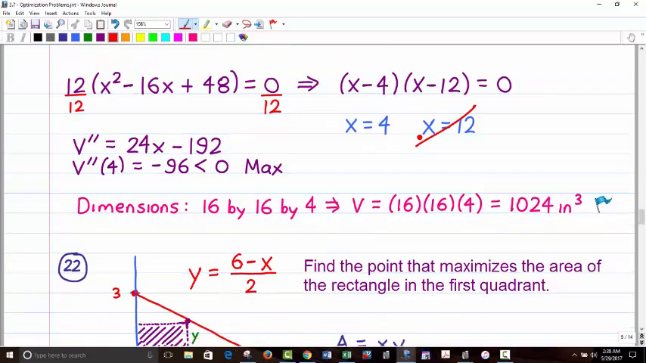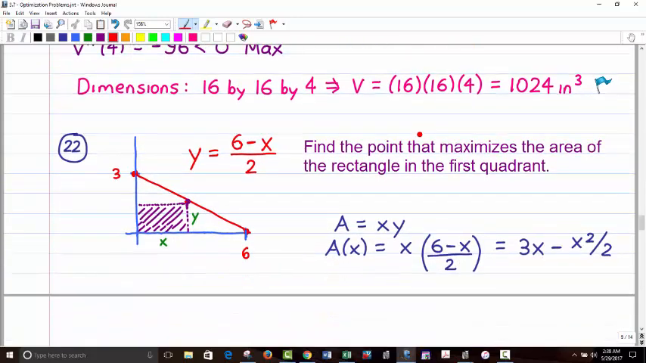Okay, there we go. Let's take a look at this one. Got a line that's (6 minus x) all over 2, and we're staying in the first quadrant, and we're trying to find a point on that line where if you then stopped at that point and drew a horizontal line and a vertical line and calculated the area of the rectangle formed by that.